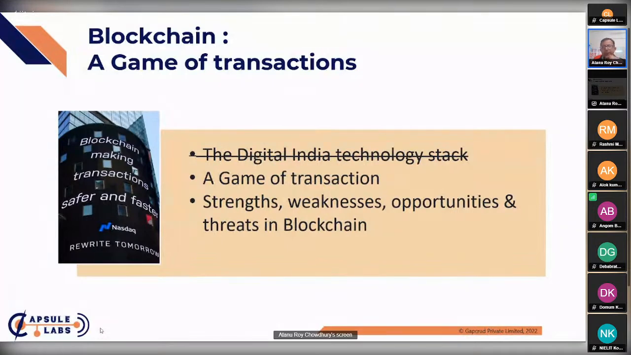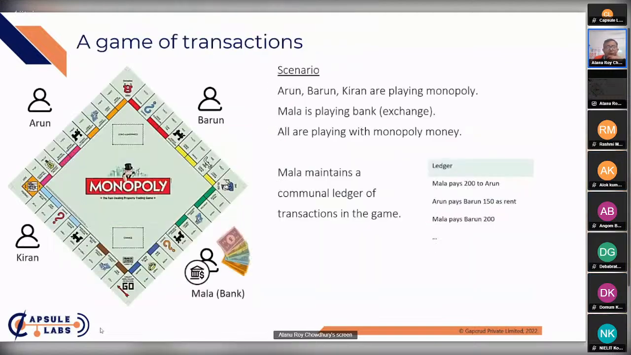much more local, right? So what I'll do is, all of you are familiar with the game of Monopoly, right? I call it a game of transactions because at the end of the day, what you are doing is a whole series of transactions, right? Everybody has played this game, I believe so, right? But let me set up the game. What's happening is we have four players, right? Arun, Borun, Kiran, and Mala, who are playing a game of Monopoly.